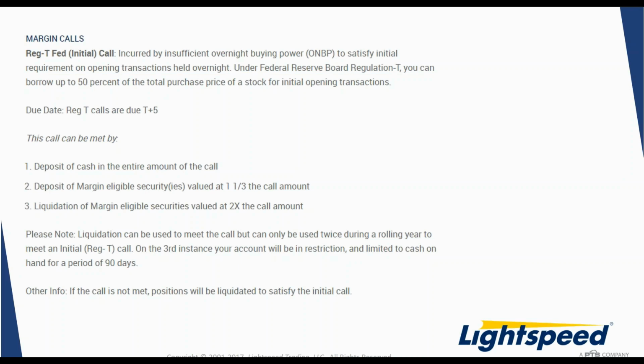On the third instance, your account will be in restriction and limited to cash on hand for 90 days. Essentially, first 2 are warnings. Third strike, you will receive a restriction. The proper way to meet a Reg T call without any strikes would be a deposit of cash or securities. If the call is not met, positions will be liquidated by our trade desk to satisfy the initial call past the due date.